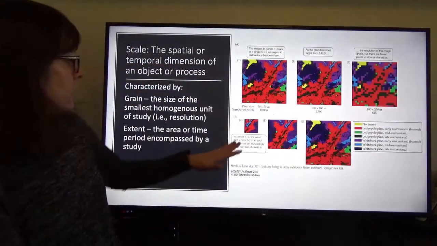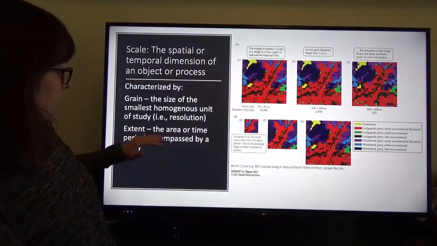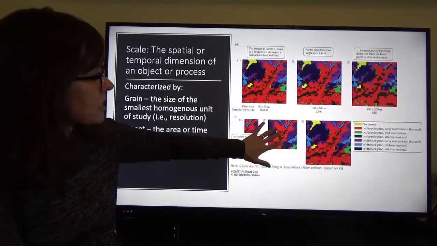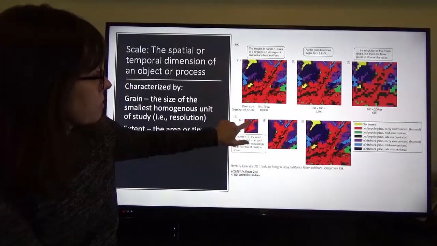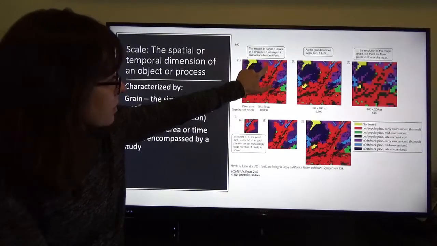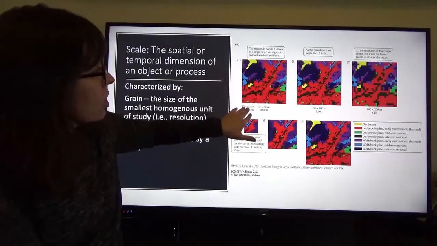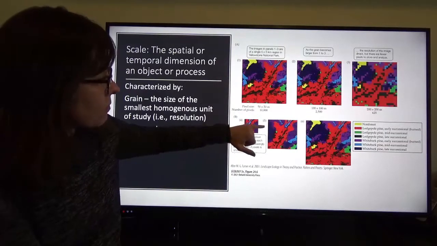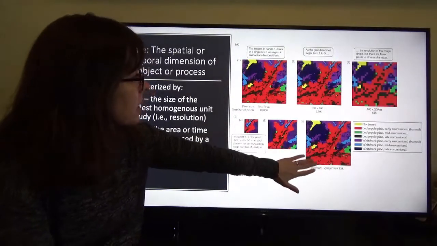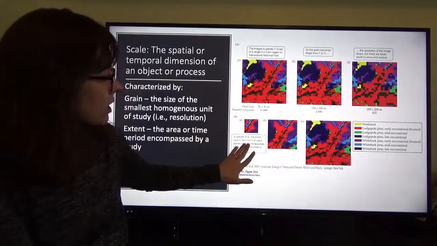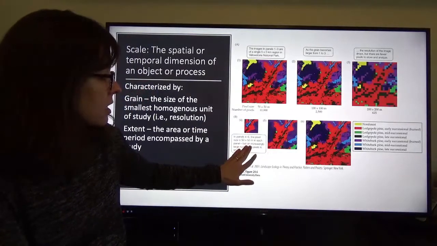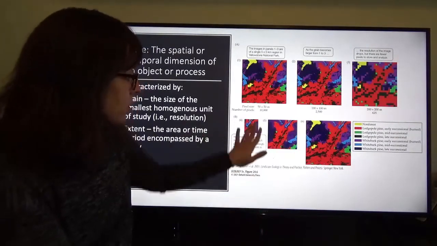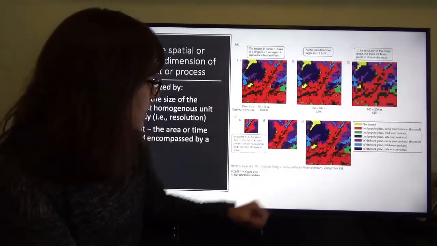And a related term is the extent. And so this is the area or time period encompassed by a study. And so again, if we look at this same area, so here, this is a subset, you can see it up here, a subset of this larger 5 by 5 kilometer area. So in this case, each of these maps, so number 6 is identical to number 1, they're all at the grain size of 50 by 50 meters, but the area encompassed by each of these panels increases as we move from 4 to 5 to 6, okay?